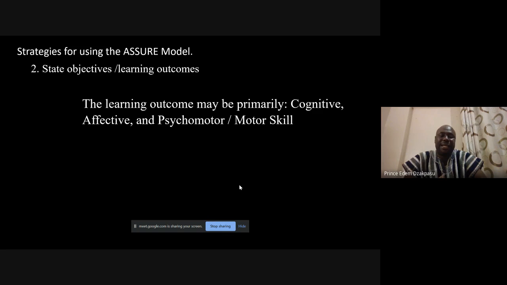Then secondly, we move on to the statement of your objectives, or what we call the learning outcomes. Now, your learning outcome may primarily be cognitive, it may be affective, or it may be geared toward the psychomotor skills of your learners. So, depending on what you want to achieve at the end of the lesson, your planning is going to be influenced in one way or the other.